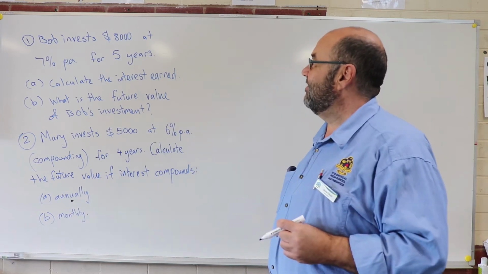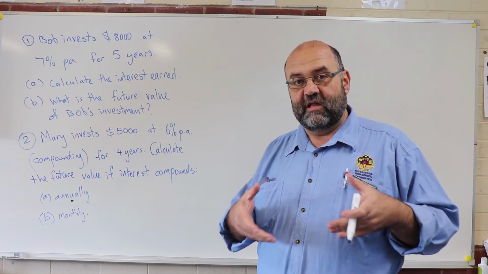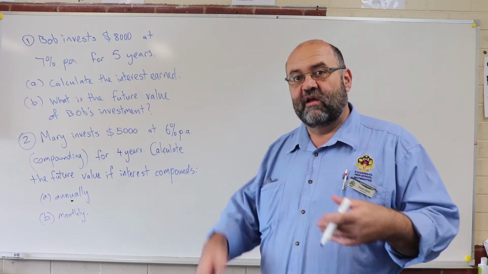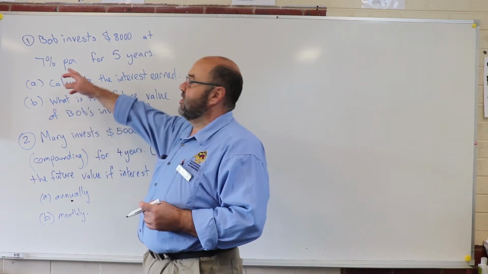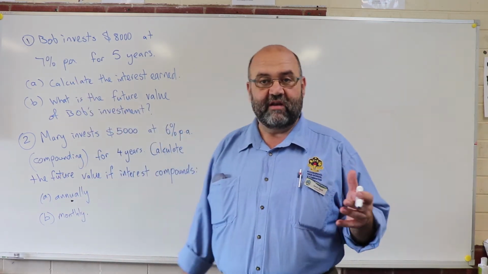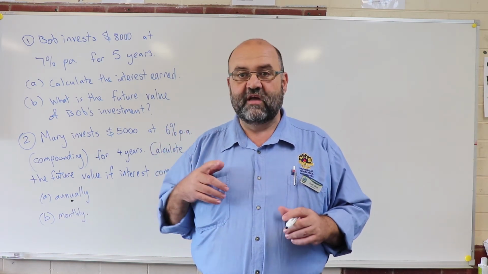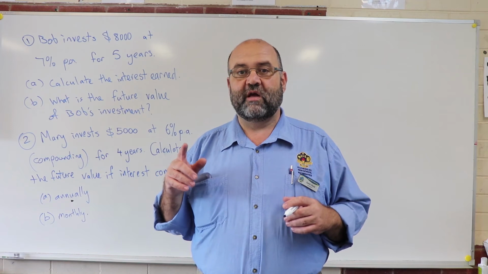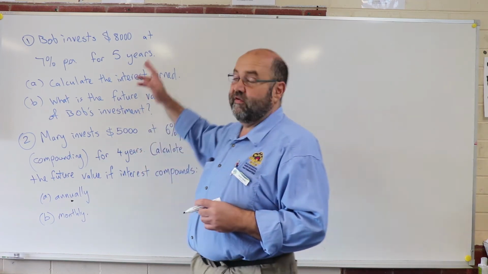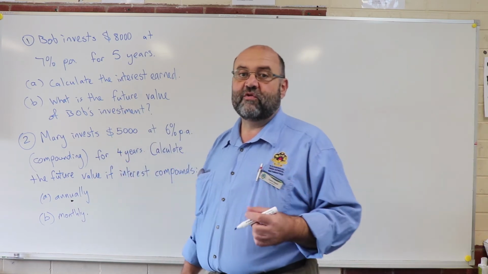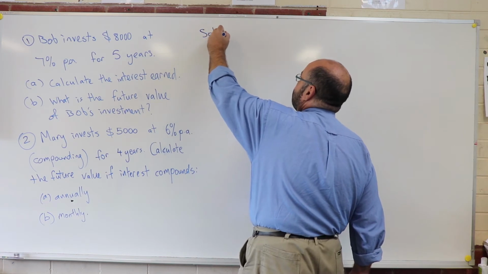So in Bob's case, he's investing $8,000, so that's his principal amount. He's putting up eight grand to start, so his principal is $8,000. He's doing it at 7% per annum, so that's his rate. Now remember, we can't leave our number as a percentage, so it's got to be changed to either a fraction or a decimal, and he's doing it for 5 years, so that's our number of terms. Okay, so let's have a look. We'll set out our solutions here.